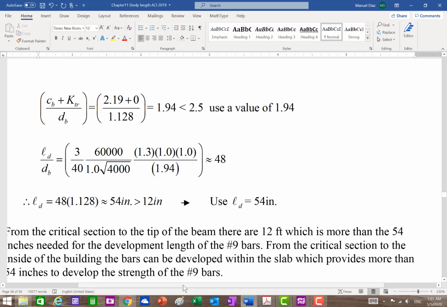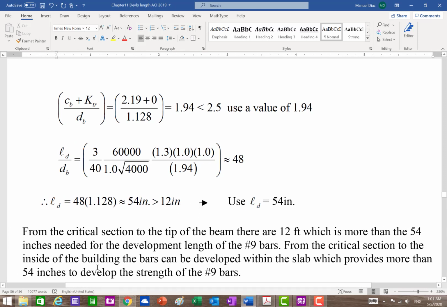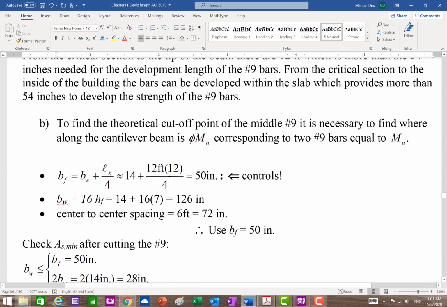So what do we have then? This means that from the critical section we will need at least 54 inches. Correct. Now let's find the cutoff point. Again, we need to find our effective flange width. And some of you were in the exam, you understand the center to center spacing is your tributary width. But you were missing that one quite a bit. Several of you. And then this is the LN.